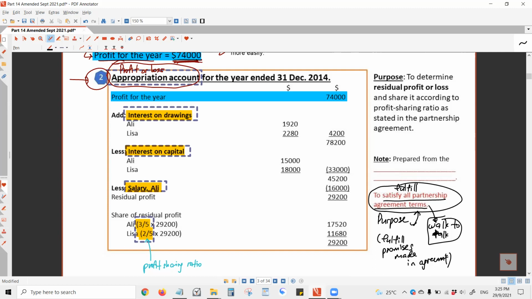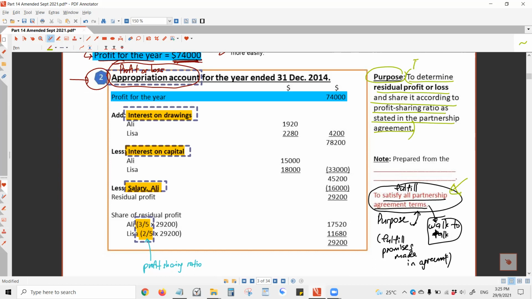Instead, they want the line that is less obvious about the purpose of doing it. They want this as the answer. Okay, the technical answer: to determine the residual profit or loss and share it according to the profit sharing ratio. So this is the answer that they want if they ask you, what is the purpose of doing appropriation account? But deep down in your heart, you must know that this is the actual answer: to fulfill the promises made in the agreement.